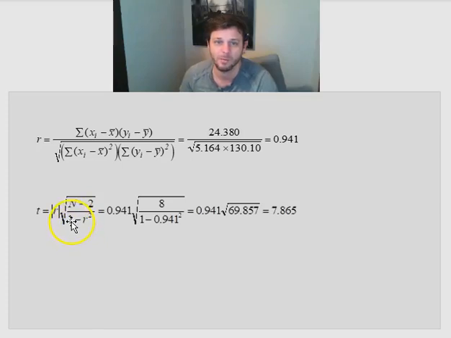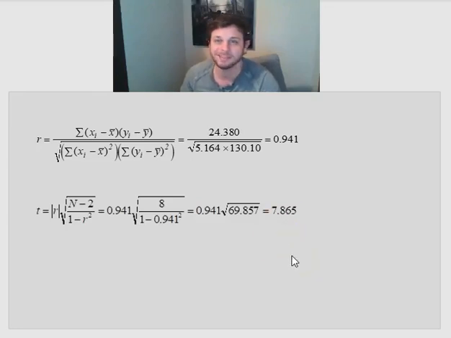And then we're going to take 1 minus our r squared. So our r of 0.941 squared, or 1 minus that, over 8, and take the square root of all of that times our absolute r, and that'll give us a value of 7.865.